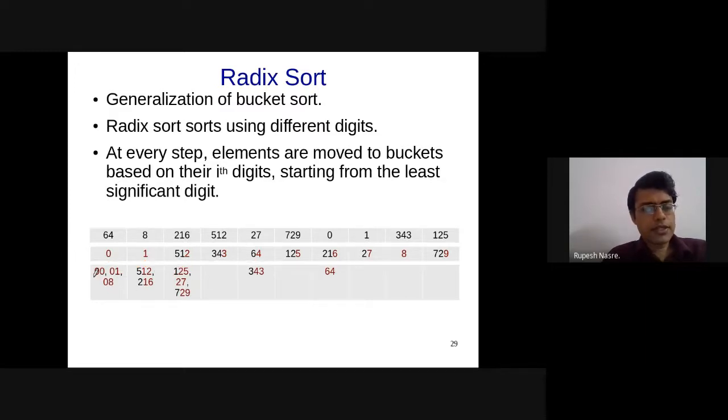So 0, 0, 0, 1 and 0, 8, these have come here, and what we have to maintain is a sorted order within the bucket. Right? So when you are inserting, you have to insert it in a sorted order, not according to the whole number, only according to the digits that you have seen. And therefore you can see that 512 appears before 216 because 12 is smaller than 16. We are in the second iteration, and therefore we can afford to look at only 2 digits. All others seem to be kind of hidden or blinded. Similarly, 125 appears before 27, which appears before 729, and so on.